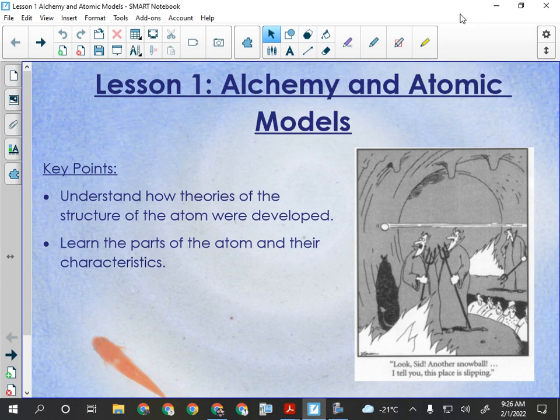Okay, so a lot of today is going to be a review. It's going to be structure of the atom stuff, which you take in both grade 8 and grade 9 science. So we talk about the parts of it. We'll also be talking a bit about the history of it, and we do that simply from the perspective of how the scientific method works.